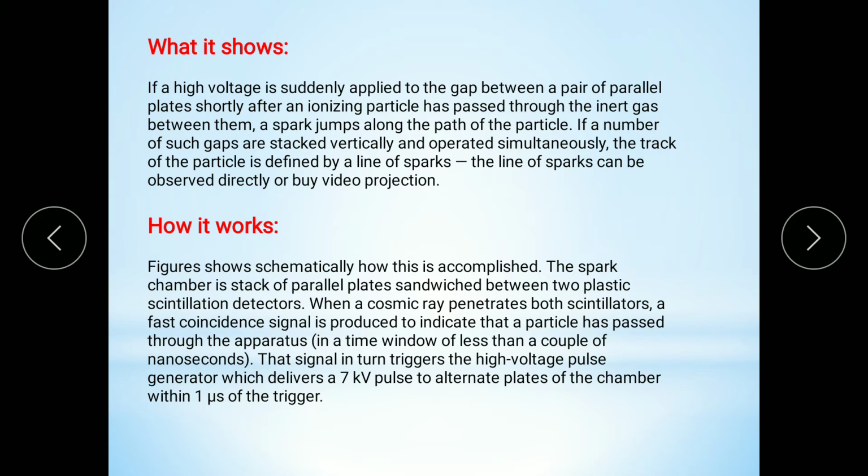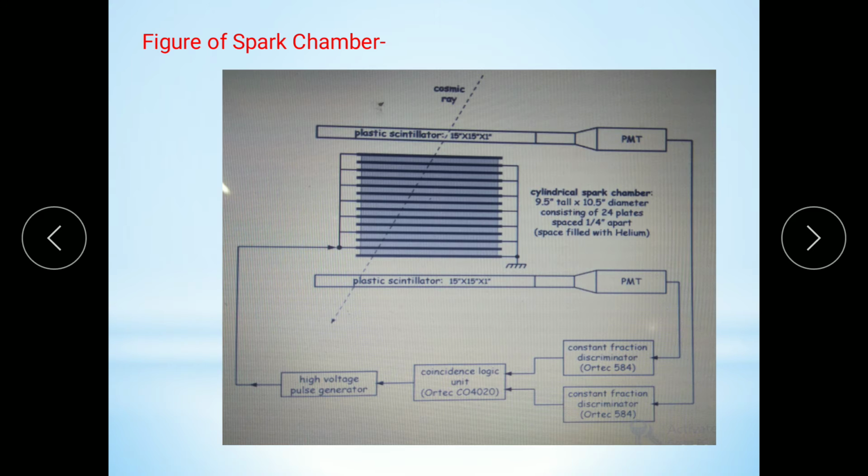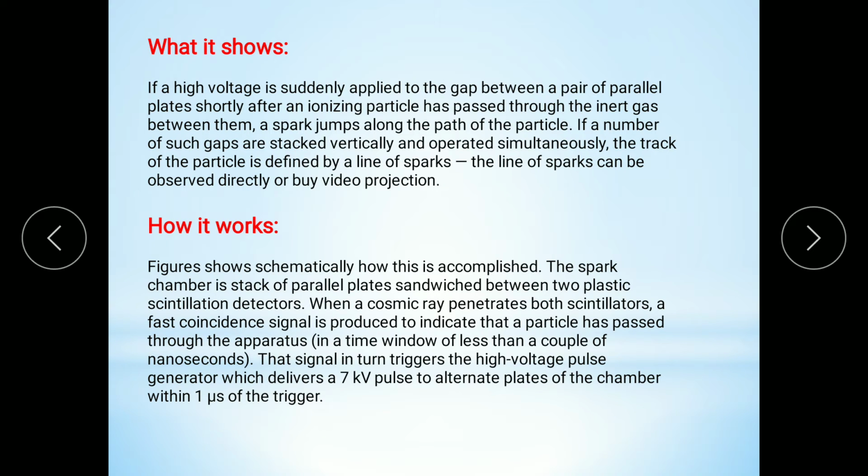If a number of such gaps are stacked vertically and operated simultaneously, the track of the particle is defined by a line of sparks. As the particle goes through the parallel plates, means through the inert gas with which the chamber is filled, it gives sparks, means there is a line of sparks. Now this line of sparks can be observed directly or by video projection.